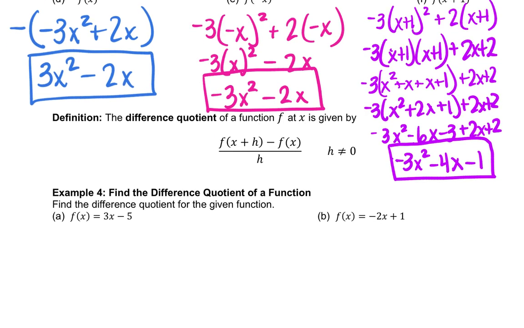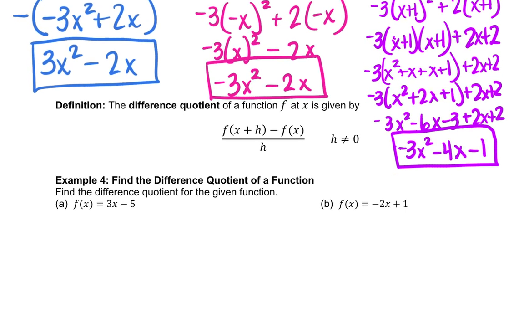All right. Next, the definition for the difference quotient of a function f at x is given by f of x plus h minus f of x over h, where h cannot be 0 because you cannot divide by 0. So now it says find the difference quotient of a function by plugging in what they're giving you. So we're going to take this function f of x equals 3x minus 5, and we're going to plug it into it. So can I scroll this up?